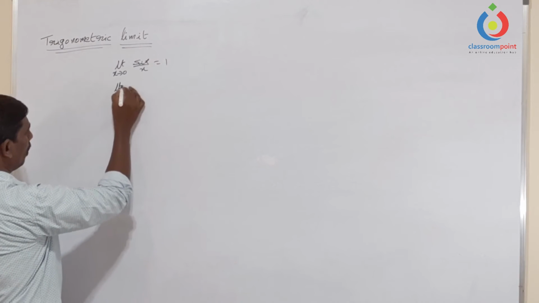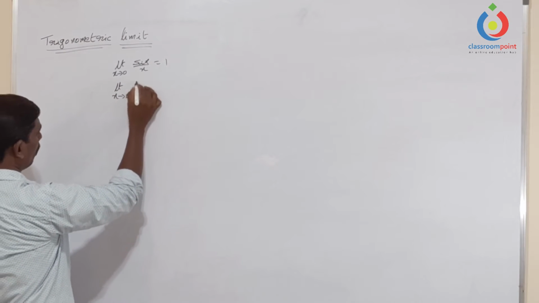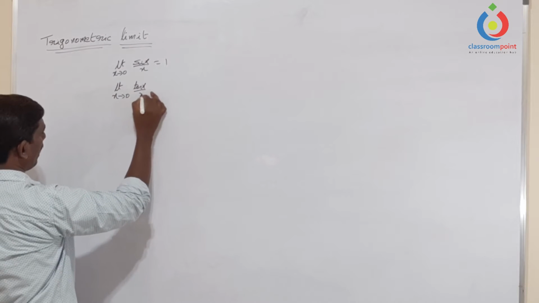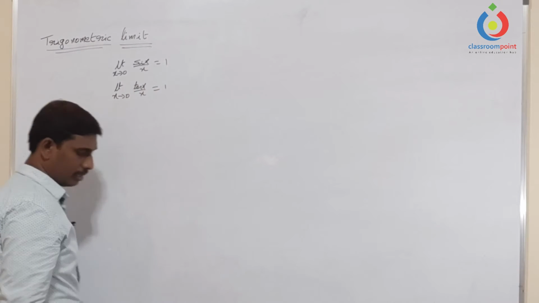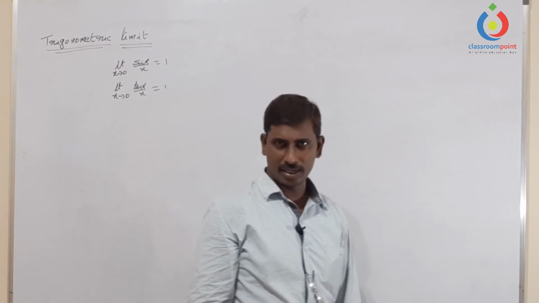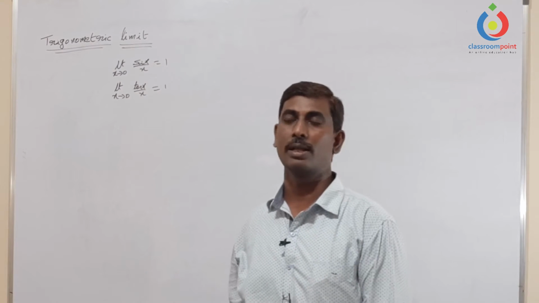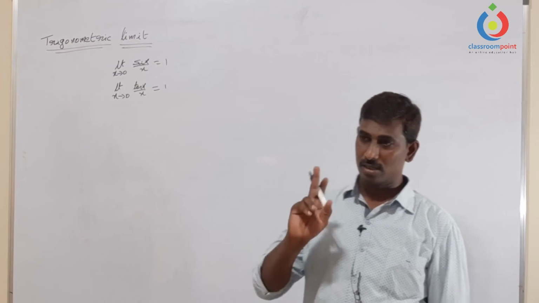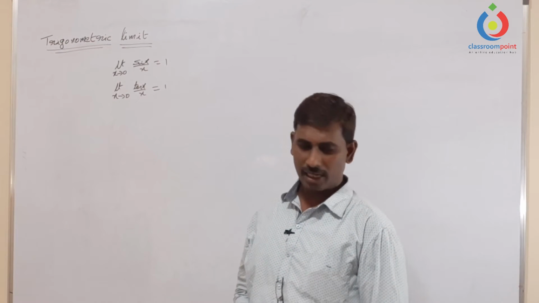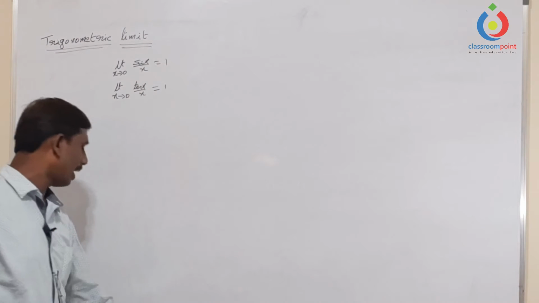And also, limit x tends to 0, tan x by x is also equal to 1. But actually it is not exactly 1. When x tends to 0, then it is 1. Not exactly 1. First remember that. Then what are the exact values?